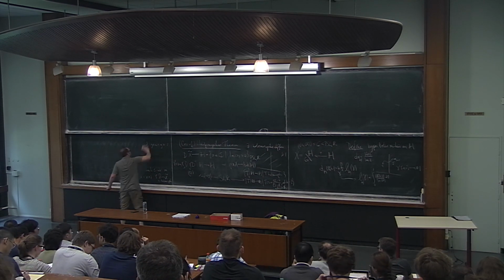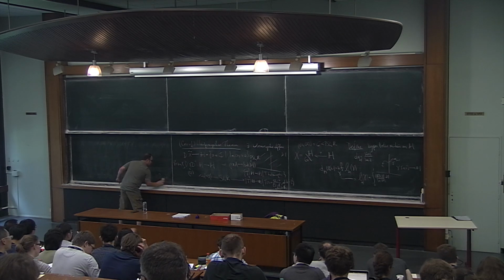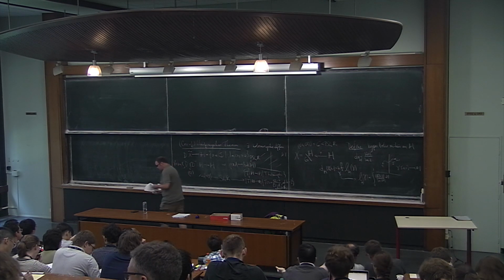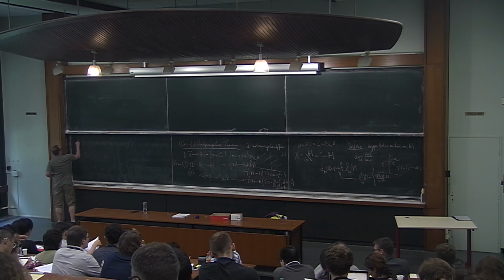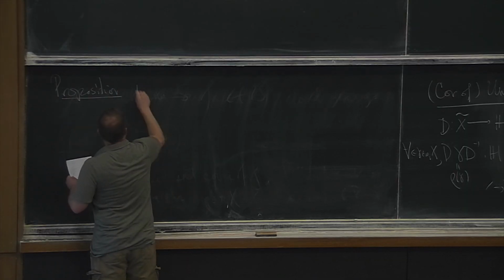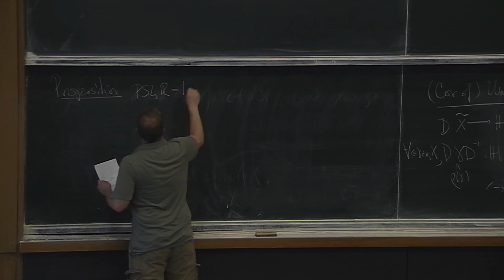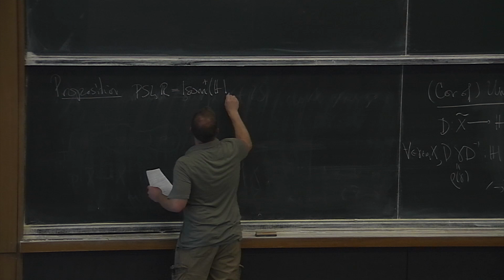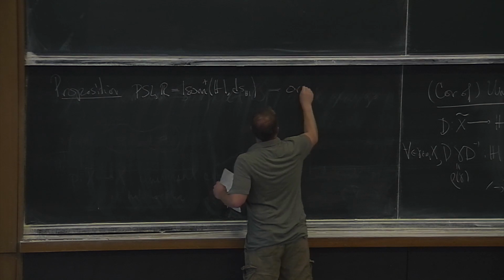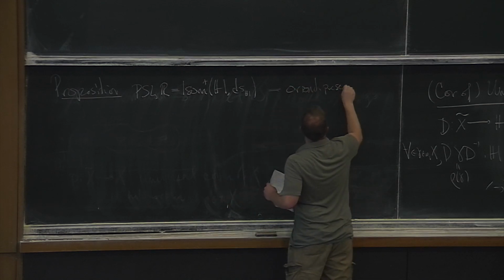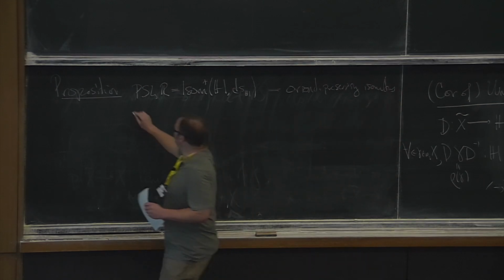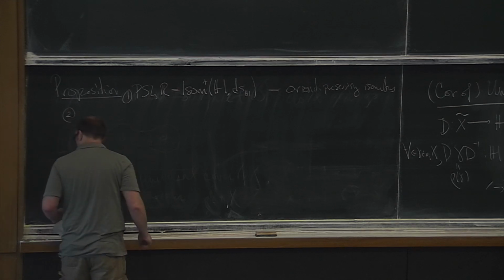So let me point out some properties of the hyperbolic metric, in the form of exercises. Maybe a proposition. PSL2R is the group of orientation preserving isometries of this metric. So that's one.